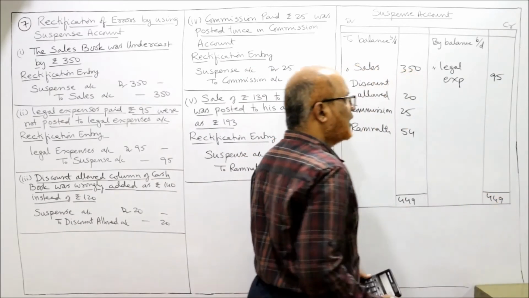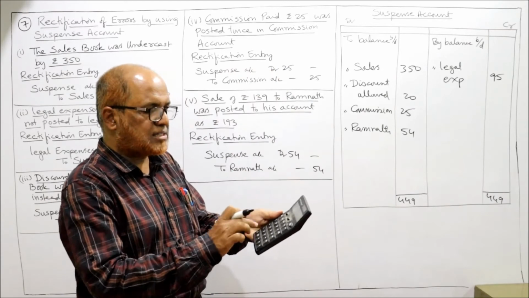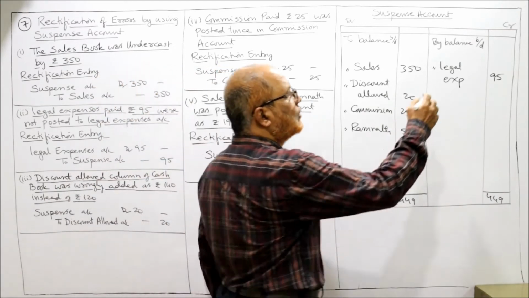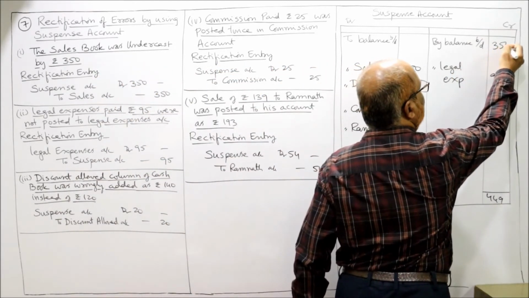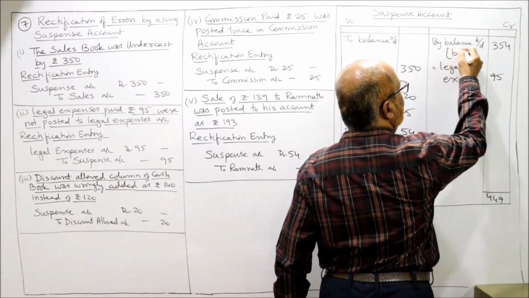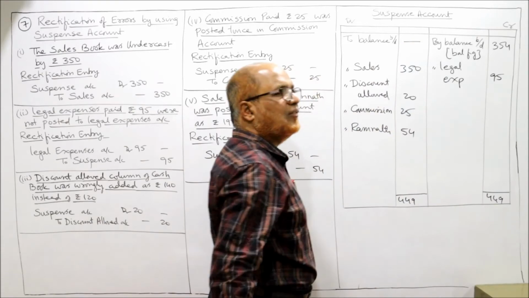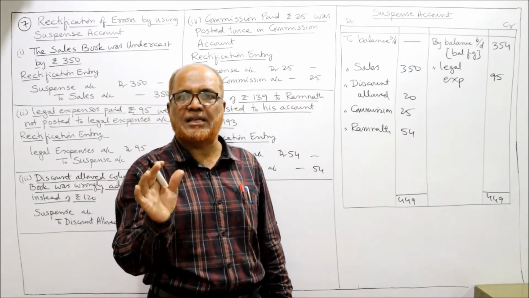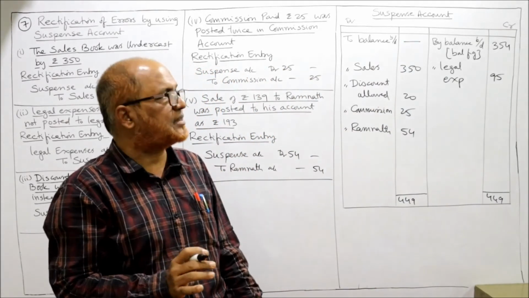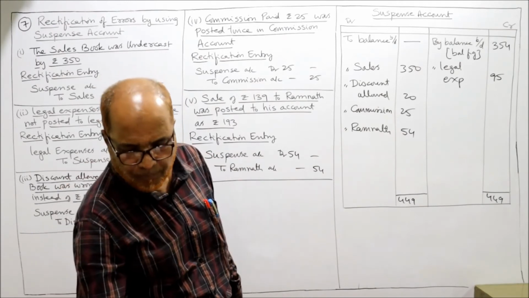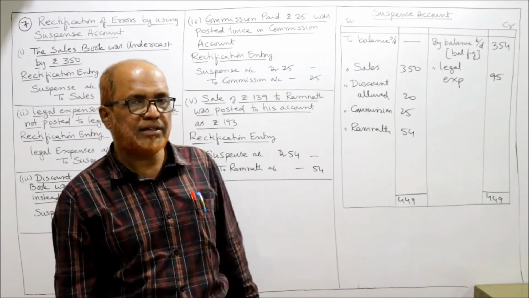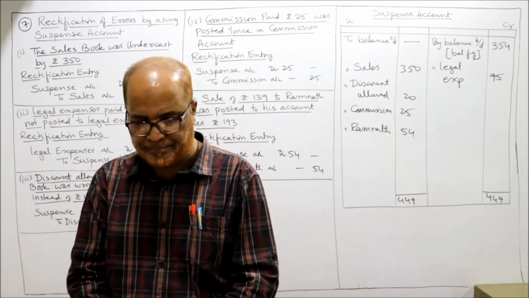From 449, subtract 95. 449 minus 95, you will get 354. So here you write 354 as the balancing figure. Here on debit side, put a dash. So we are having a credit side opening balance of suspense account of 354. That's all. So we have completed problem number 7.